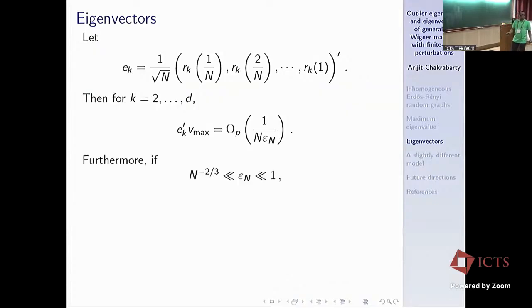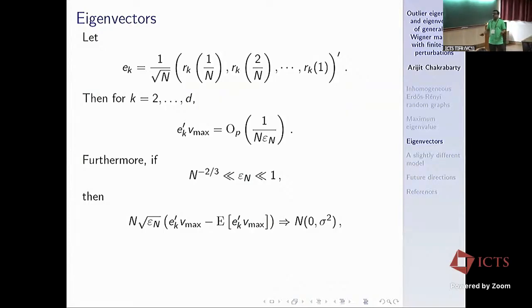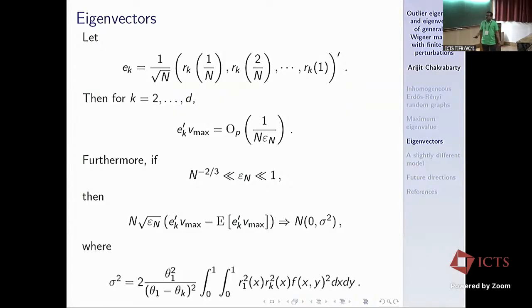Furthermore, if epsilon n goes to 1 fast enough, then what we could show is Ek prime Vmax minus this. Of course, Ek prime Vmax, these are all normalized eigenvectors, so they go to 0. In order to have a fluctuation, you have to scale them up. So we multiply them by n times square root of epsilon n, and they have a limit, normal 0 sigma square. Again, sigma square has this description.